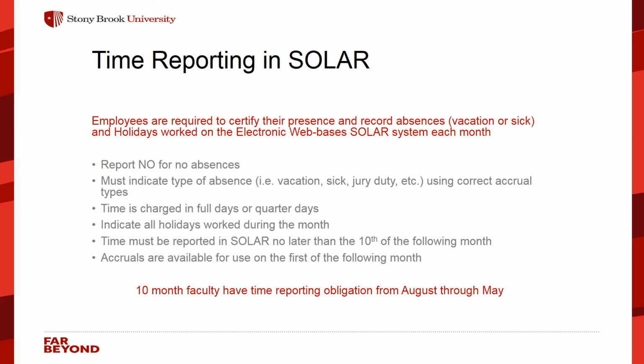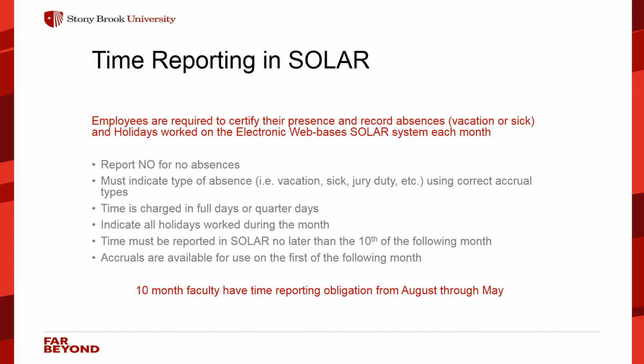Now that we've discussed the various time off options, we need to explain the time reporting mechanisms used at Stony Brook. Time reporting is done monthly on an exception basis. In other words, you only report exceptions, time missed or holidays worked. If you had no exceptions, you simply report no. Time off is reported in days or partial days.